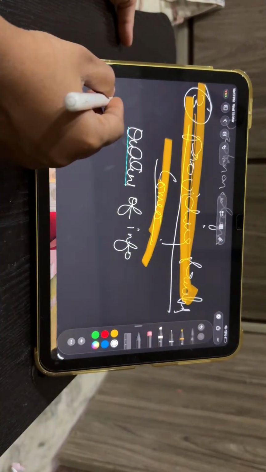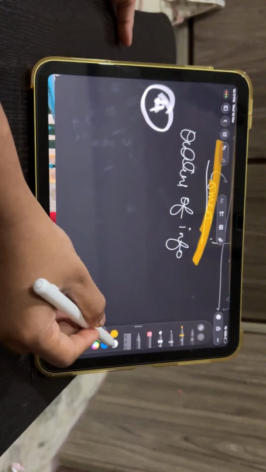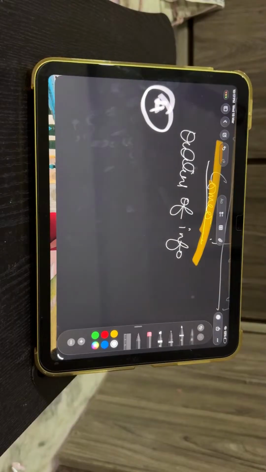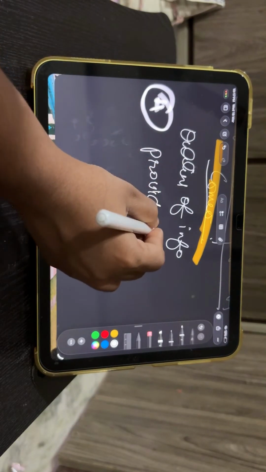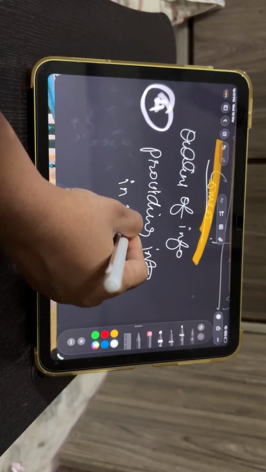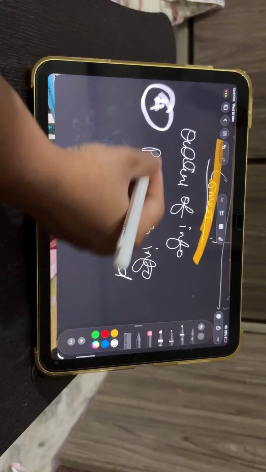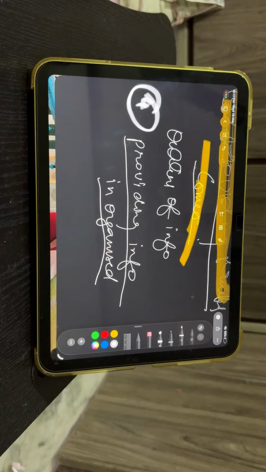And what is the fourth one? Providing information in an organized way. What does this mean in your cue card? In your cue card the information is mixed up. It is a tricky thing, so you have to give it in order.